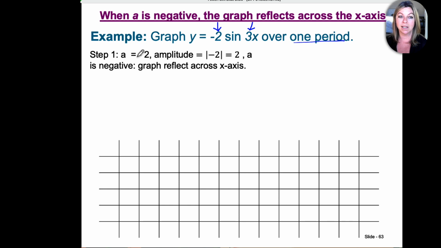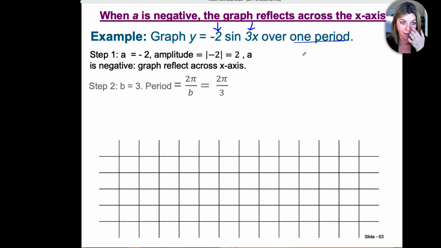A is equivalent to -2. That makes our amplitude +2. Amplitude is a distance traveled away from the x-axis, so it has to be positive. And a is negative, so the graph is going to reflect across the x-axis. Okay, so that's already a lot going on to our parent function.